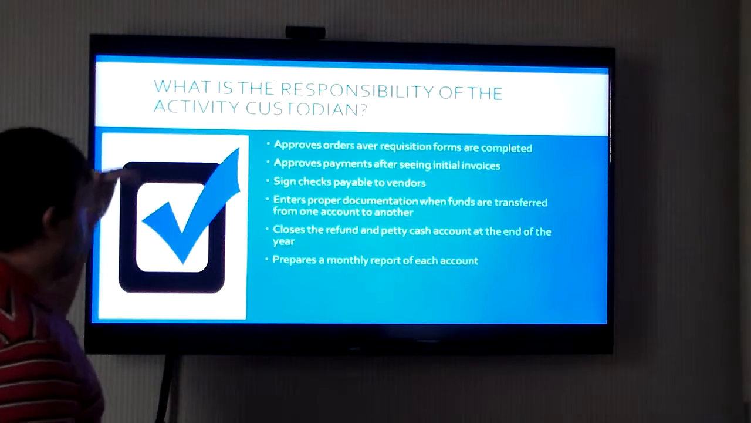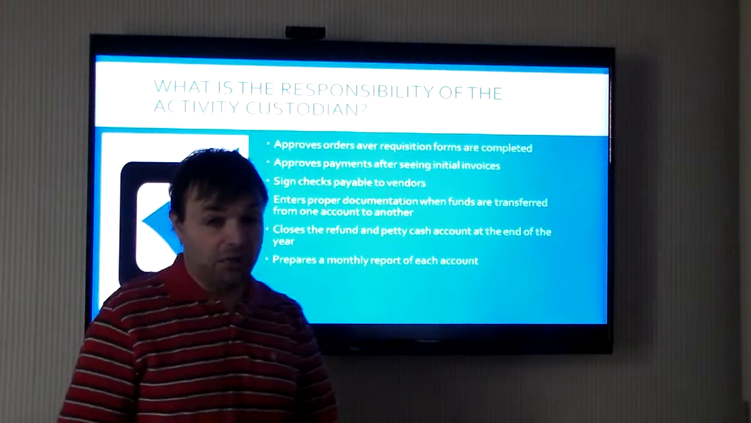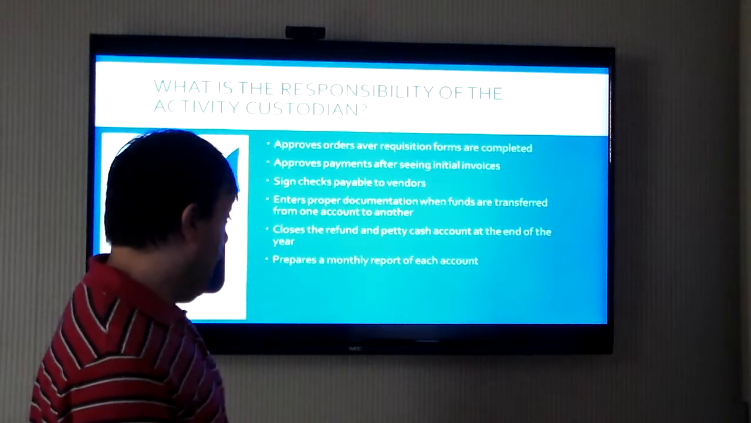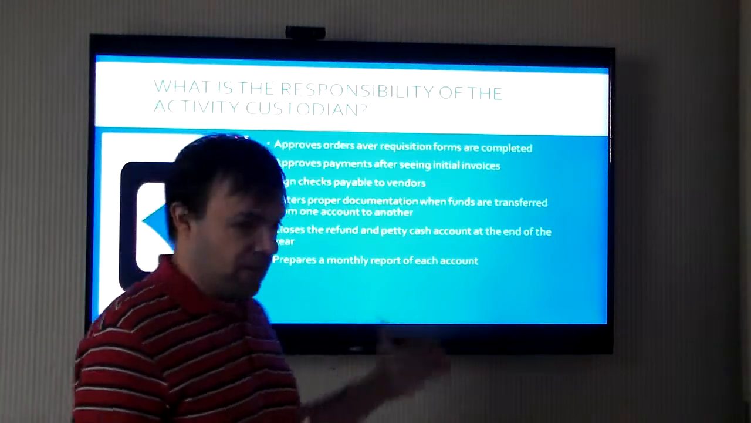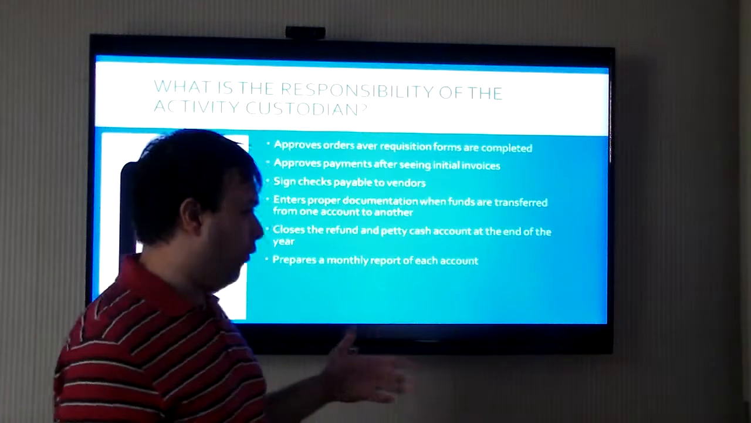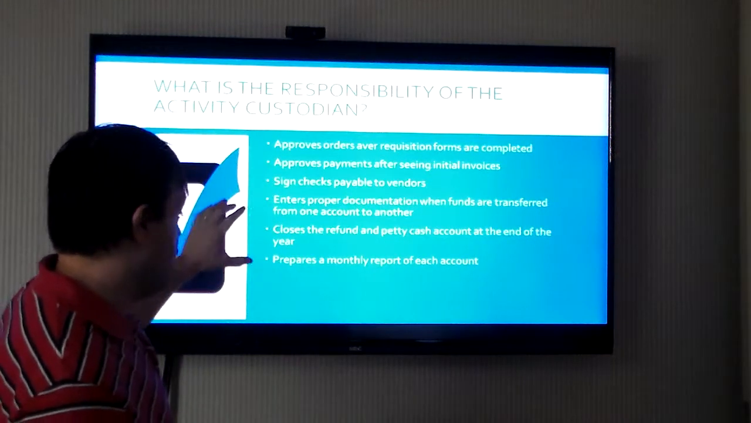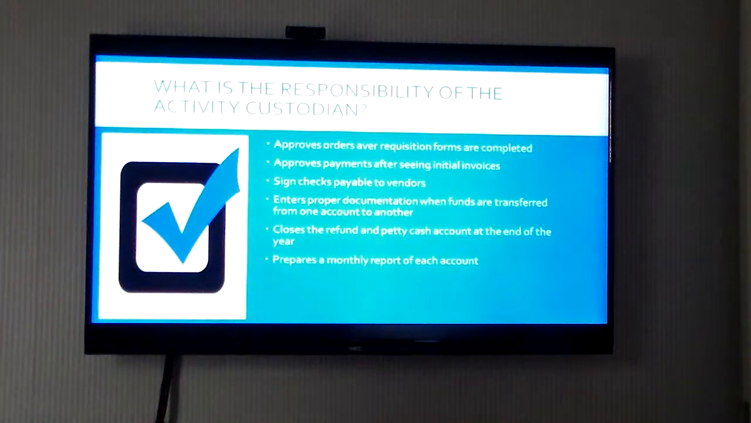One of the things that I would want to notice and say what they do, they prepare a monthly report of each account. I think that's important and worth mentioning because as we looked at in Money in Schools, we saw that they suggested a weekly or bi-weekly account for money disbursement, but in this particular case, the activity custodian does a monthly report, and that's what's required in the state of Oklahoma.